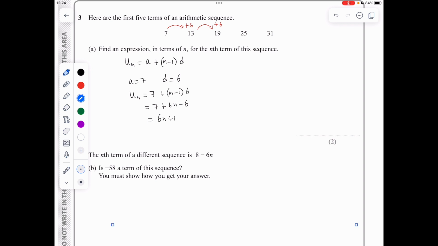Alternatively, we could begin from the observation that we keep adding 6. So we could say that the nth term will involve a 6n term plus or minus something.